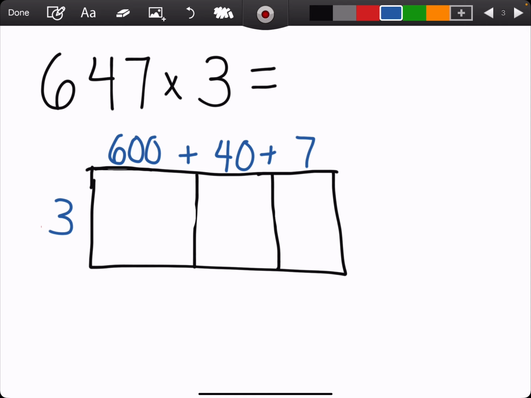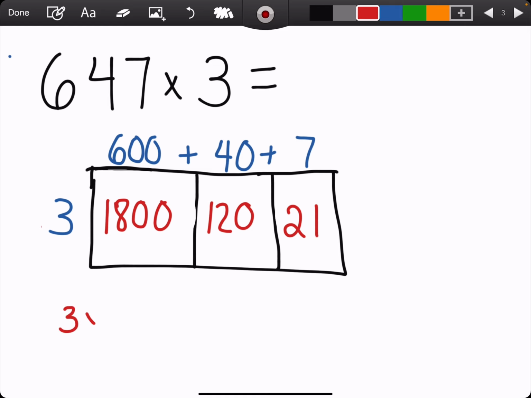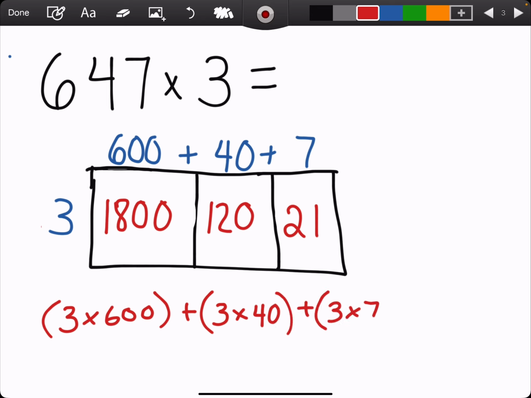All right, now let's do the same thing. We're multiplying our basic facts and a multiple of 10 or 100 here, or 1,000, which we don't go up to yet, and then we add everything together. 3 times 600 is 1,800. 3 times 40 is 120. And 3 times 7 is 21. So we did 3 times 600 plus 3 times 40 plus 3 times 7.